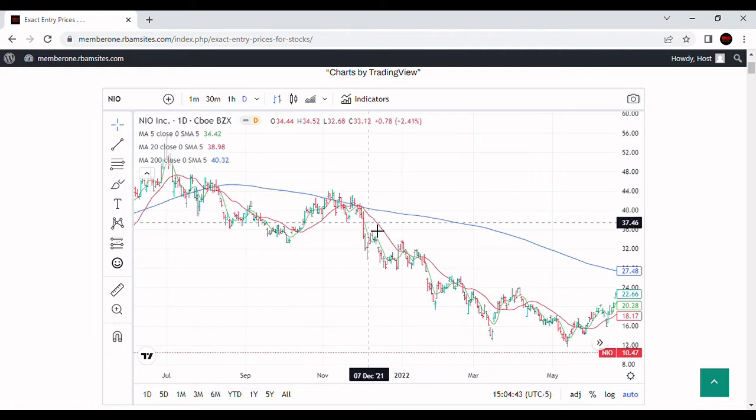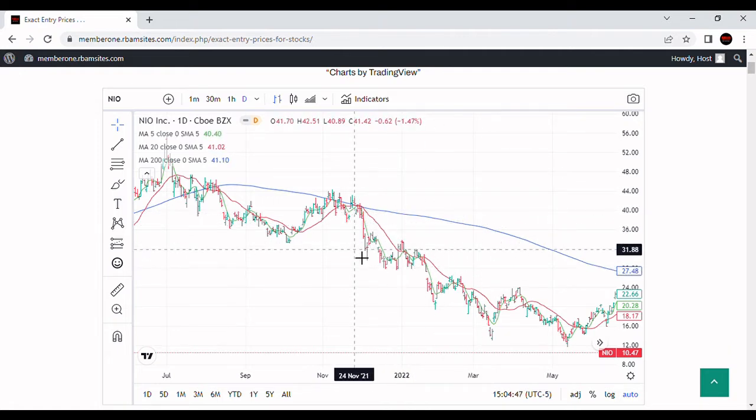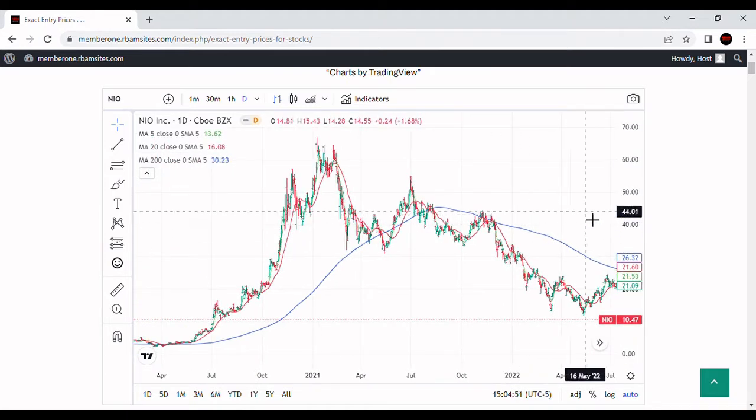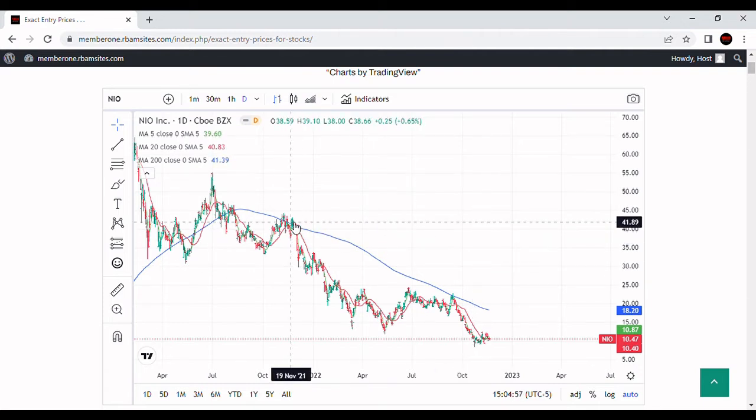And the 20-day and the 5-day get below the 200-day, and this stock stays in a massive bear market from November 21st all the way down to where I'm going to show you if I can get it to move, all the way down here to where this stock put in a low the other day of $8 and some change, all the way from $41.